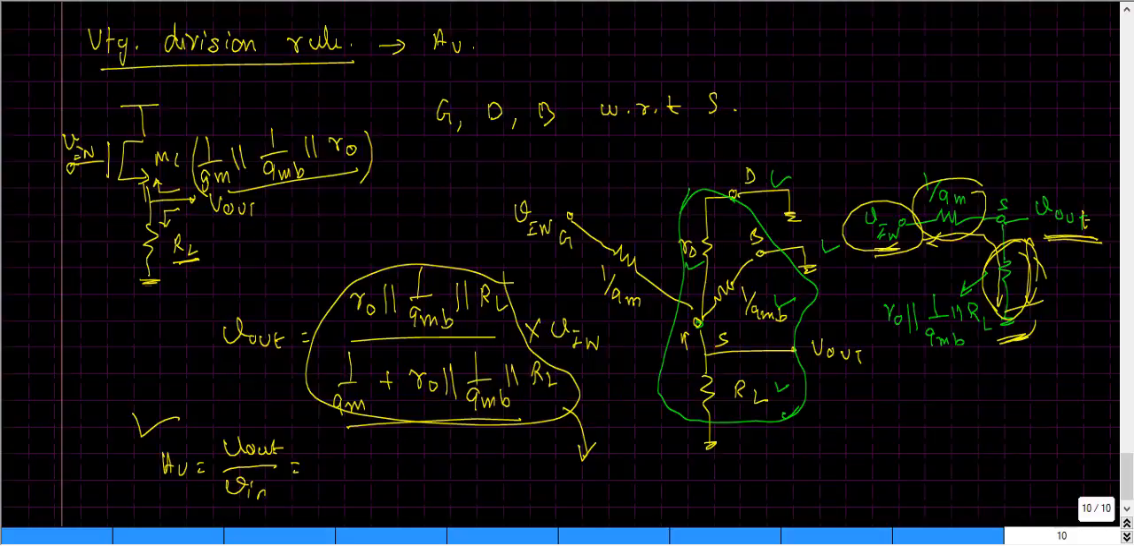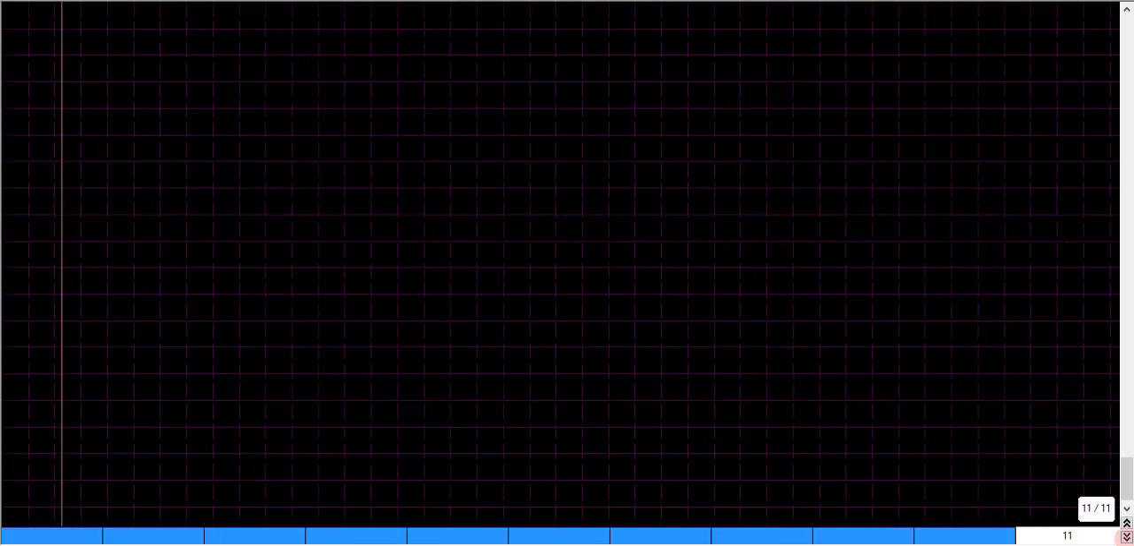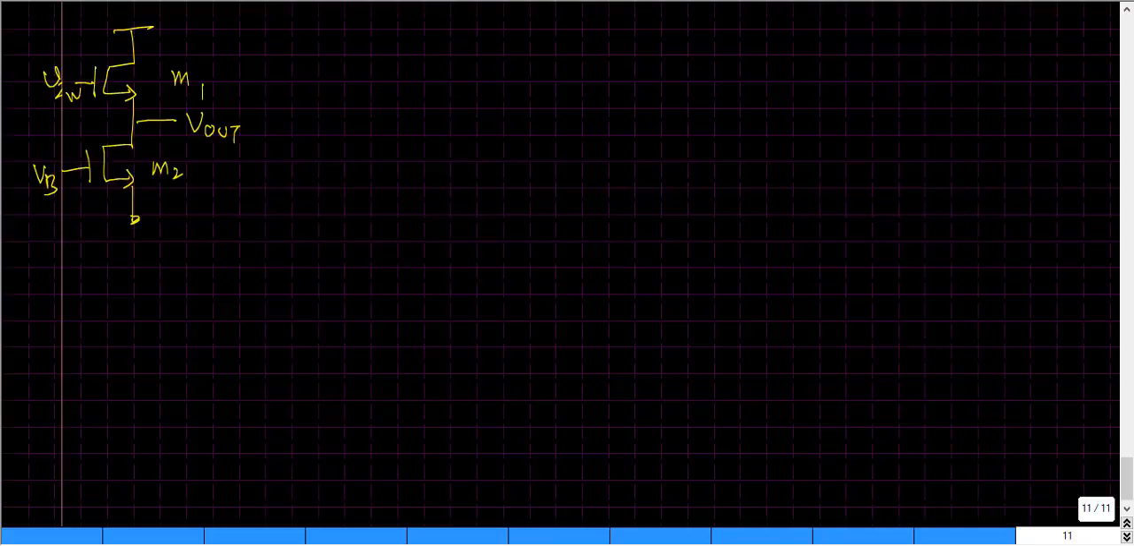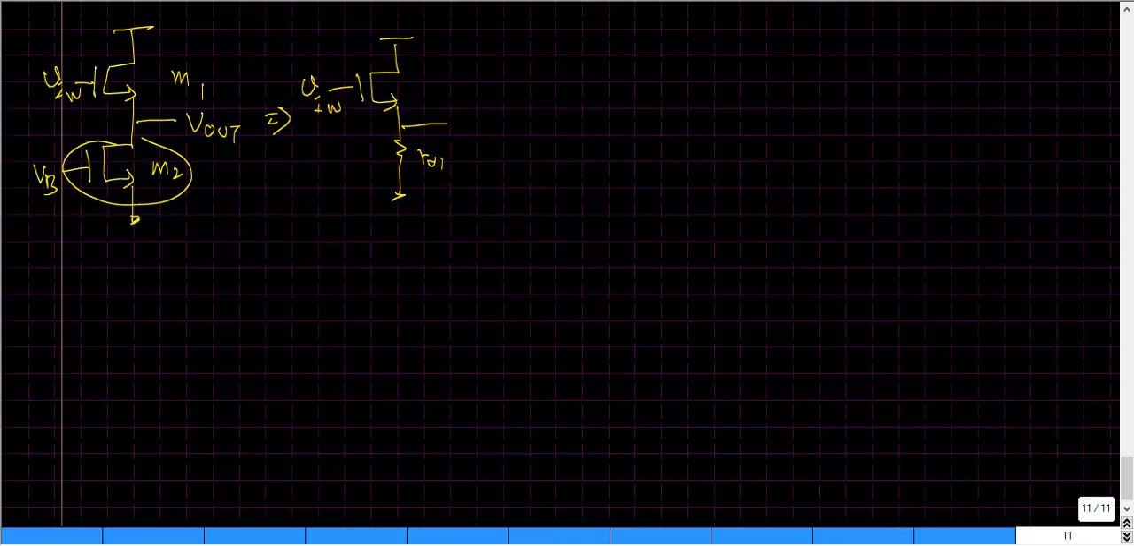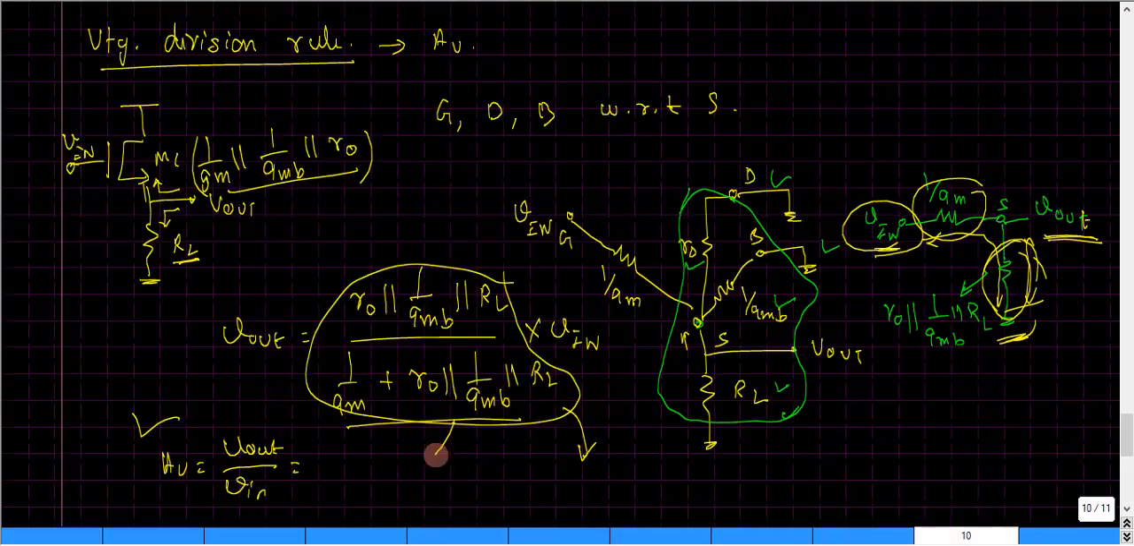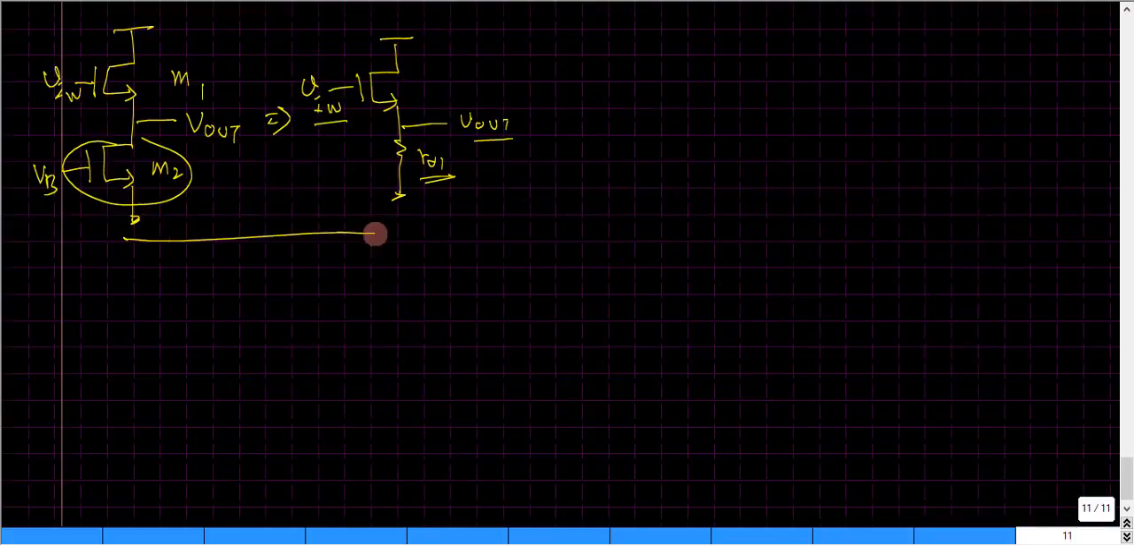Please verify. Now let me take one more example, which is the common drain amplifier with a current source load. Now the load transistor M2 could be modeled with the equivalent resistance of value R01, and again by using the same voltage division rule, we can quickly identify the relation between this Vout and Vin. So in the place of R, what we have is just R01, and we will end up with the same kind of expression even for the circuit that we have here.